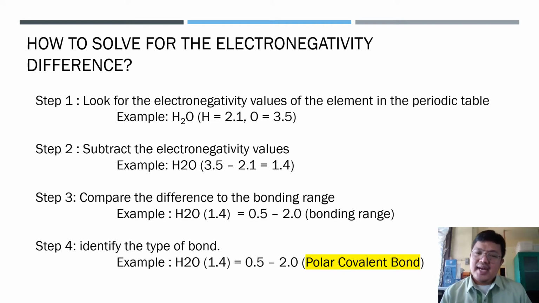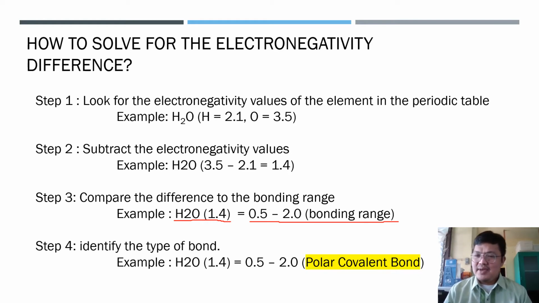And so step number 3 is compare the difference to the bonding range. Remember in the previous slide, meron tayong bonding range and then kung ilan yung value ng bonding range, nandoon yung type of chemical bond na meron doon. Kasi for example, the electronegativity difference for H2O is 1.4. So, babalik ka doon sa previous slide, tingnan mo yung bonding range. Ito yung bonding range niya, o ayan. From 0.5 to 2.0, that's the bonding range.